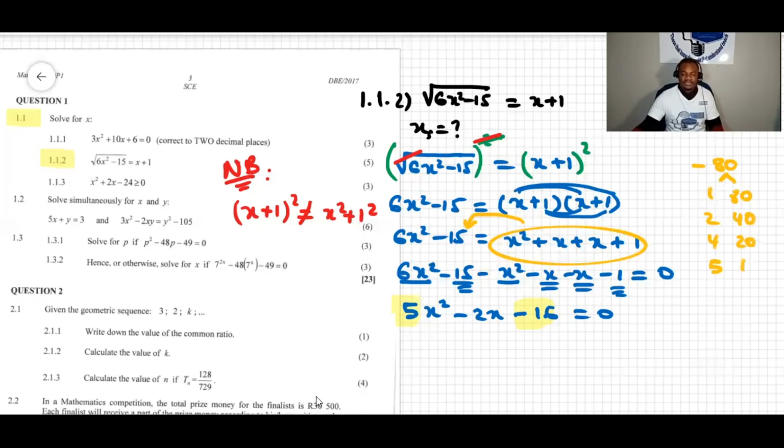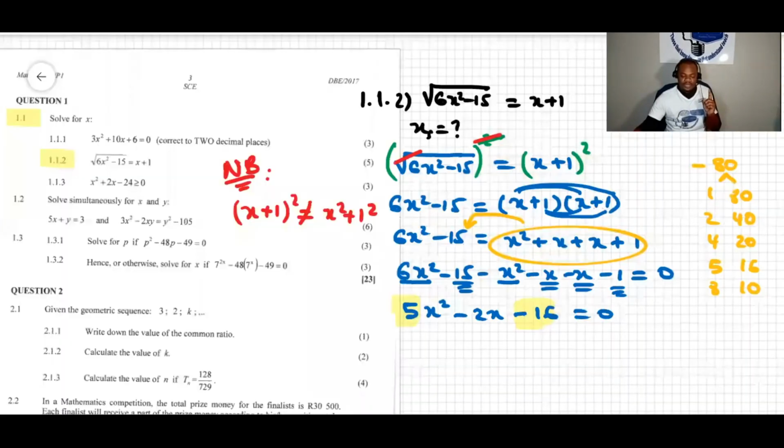and then 5 and 16, and then what else? 8 and 10, and then 16 and 5. This is the same as 5 and 16, so the rest is repetition, so I'll stop there. Now, when I look at the list of the factors of 80, there must be exactly one couple which will make a sum equal to negative 2 here.